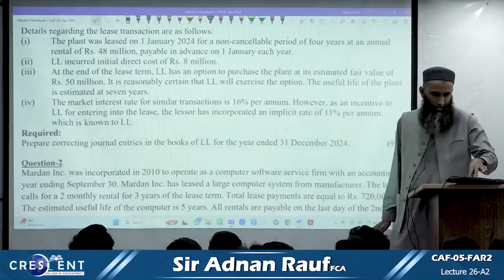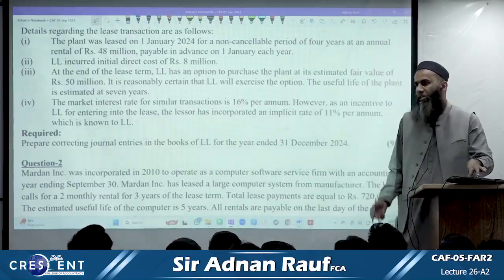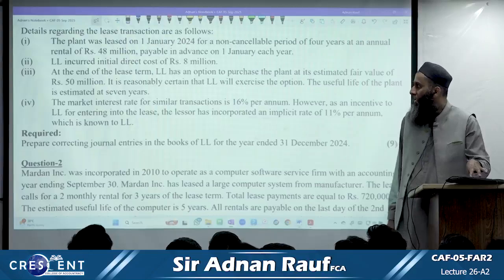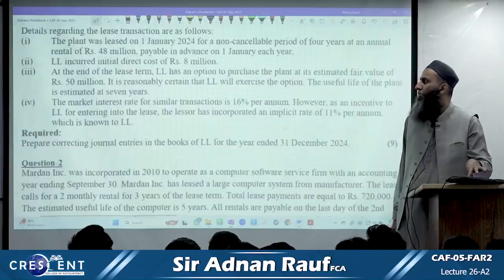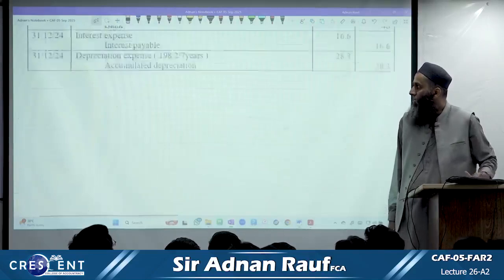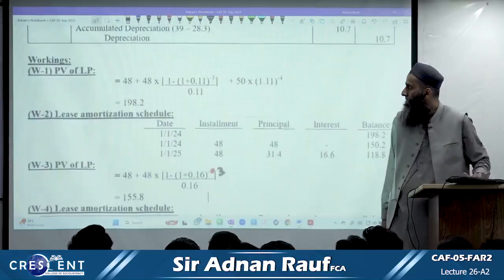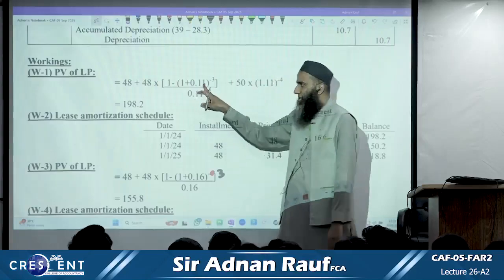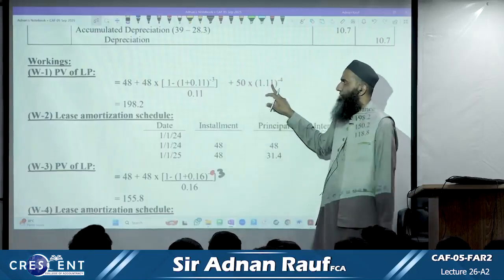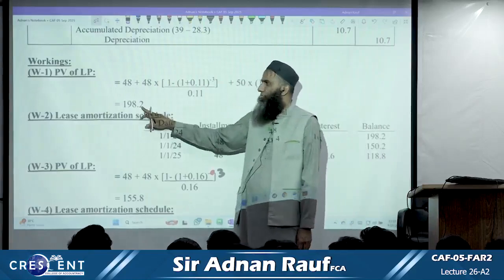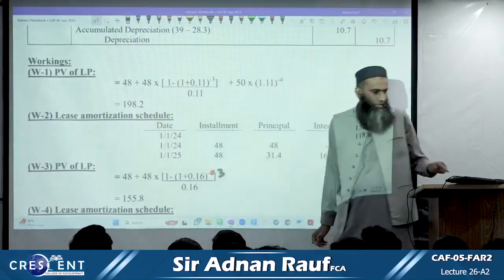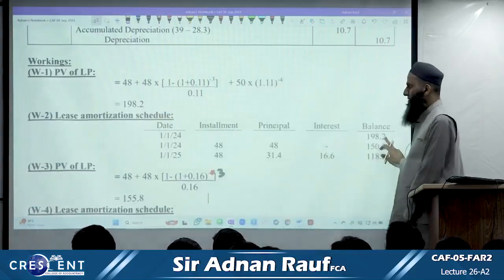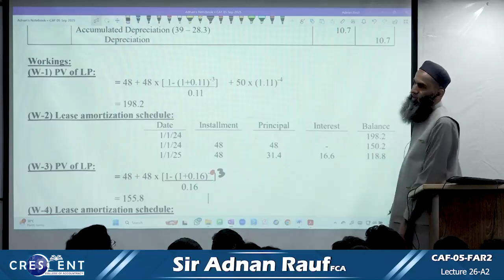Which figure had to be done, my dear? 50 million. The rest of the rate also had to be changed to 11% instead of 16%. So now you had to do the entire working again. How? 48 using 11% rate and 50 also using 11% rate. The answer had to be 198.2. Now on what basis was the amortization schedule to be made? On the basis of 198.2.